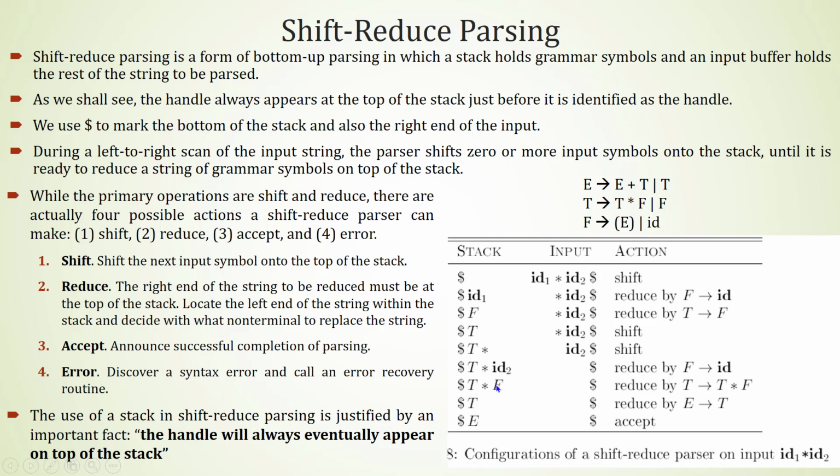So here T star F is the handle. Here id2 is the handle and it appears at the top of the stack. Here also we applied reduction. id1 is at the top of the stack. So the handle always appears at the top of the stack. If we compare this table with the earlier slide, it will be more clear. There we discussed the handles. Here, how we reduce the handles and how we shift the input symbols to the stack is discussed. So two major operations are shift and reduce. Along with that we have accept and error.